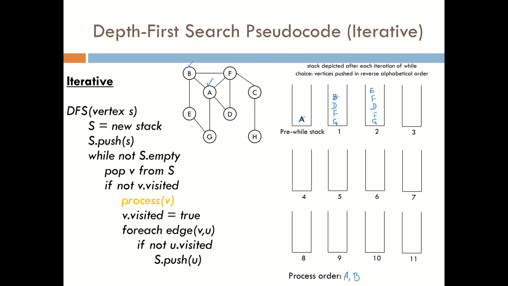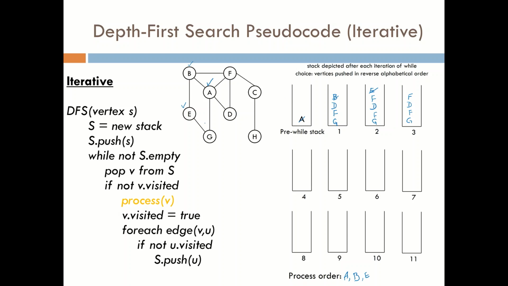Okay, and at this point, the loop iteration terminates, and we will go back to the top, and then we pop E. And so I'll redraw the stack: G, F, D, and F again. E has not been visited, so we will process E by outputting it on our output stream. And we will mark E as visited.